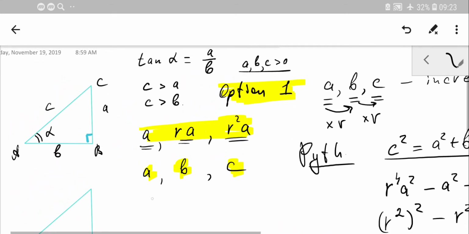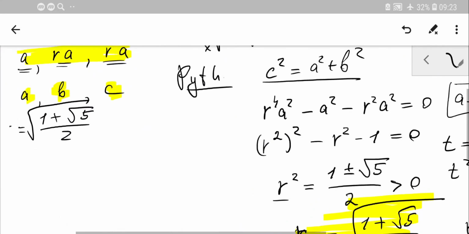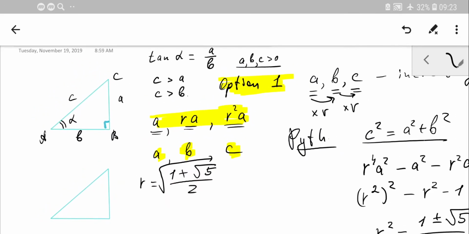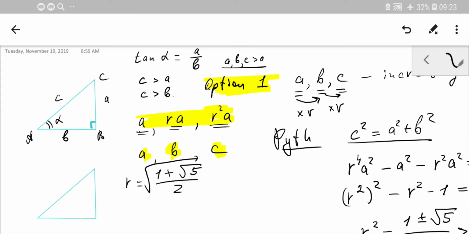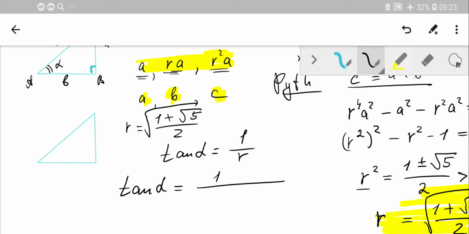So I just rewrite the common ratio right here: it is the square root of (1 plus square root of 5, over 2), according to what we found recently. So this is R, and we also know that A is just A and B is R times A. So finally tangent alpha will be A over AR, which means 1 over R because A was cancelled.